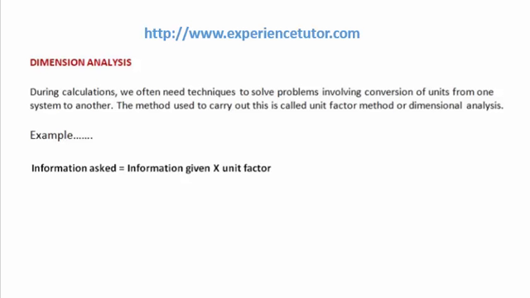A unit factor must have the numerator and denominator representing equivalent quantities. The numerator should have the unit in which the desired result is required. If the result is required in centimeters, then centimeter should be the numerator. If a number is multiplied by a unit factor, it will only change the units and not the value. In simple words, we can write: information asked is equal to information given times unit factor.